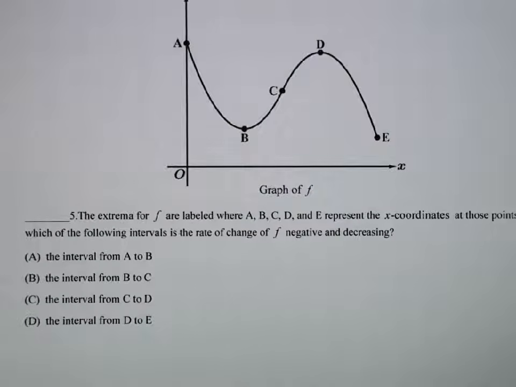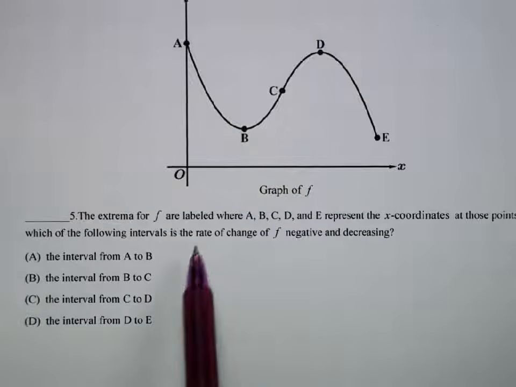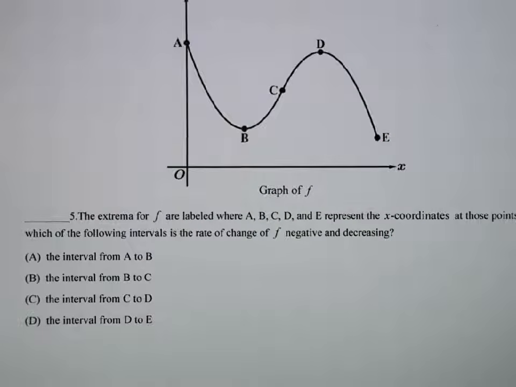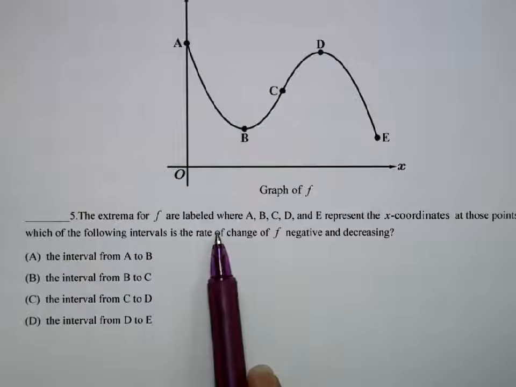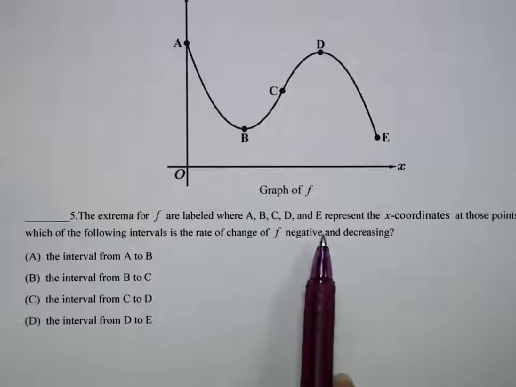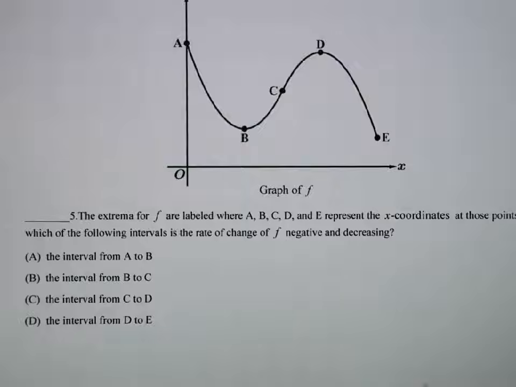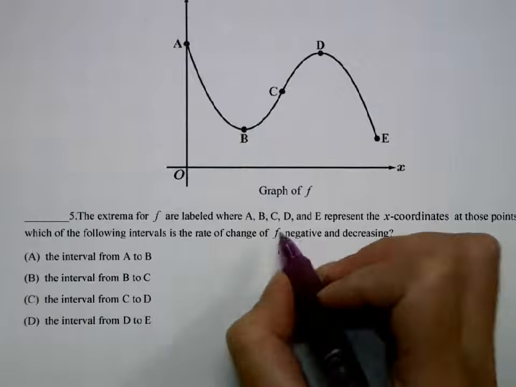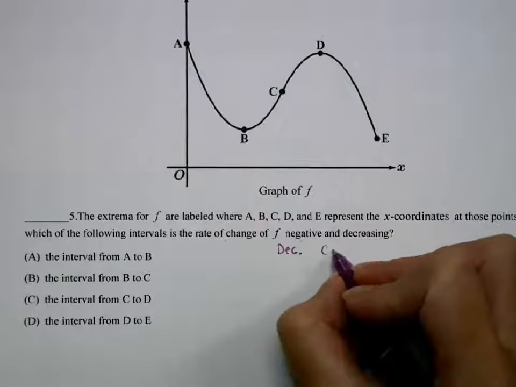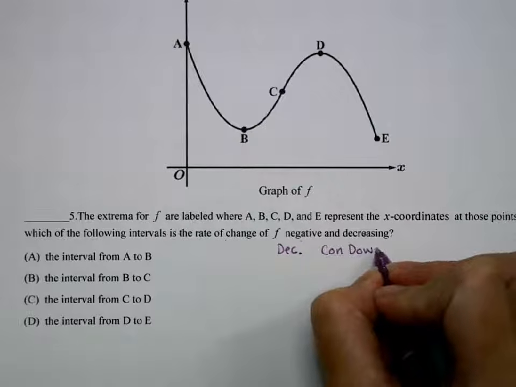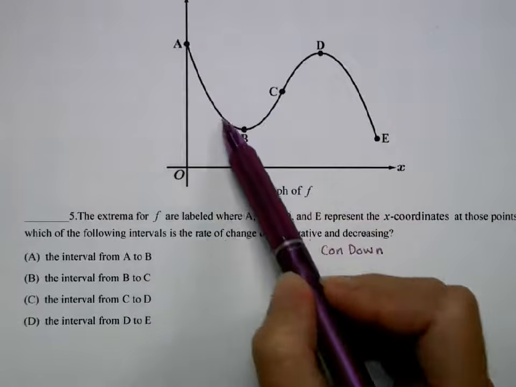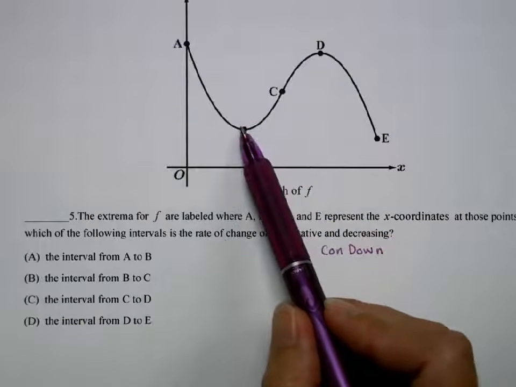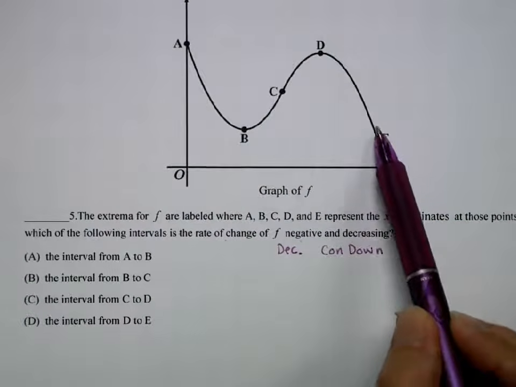Okay, so we have a graph, A, B, C, D, E are some clear points here. On which of the following intervals is the rate of change negative and decreasing? Okay, so let's think about what that would say to us about the graph. If the rate of change is negative, then my graph is decreasing. If my rate of change is decreasing, then my graph is concave down. So I'm looking for decreasing and concave down. So this is decreasing concave up. This is decreasing concave down. So D.